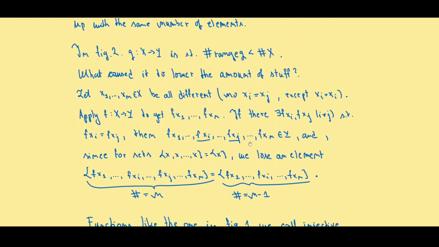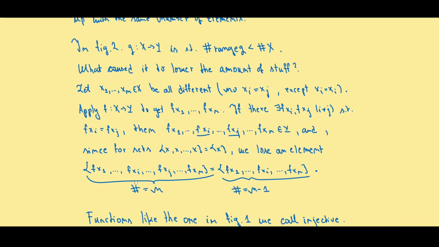Then, in this list over here, these two are the same elements. And since for sets we really don't care about repetition of elements, this set over here with a bunch of x's is just equal to this set over here with just the one x.